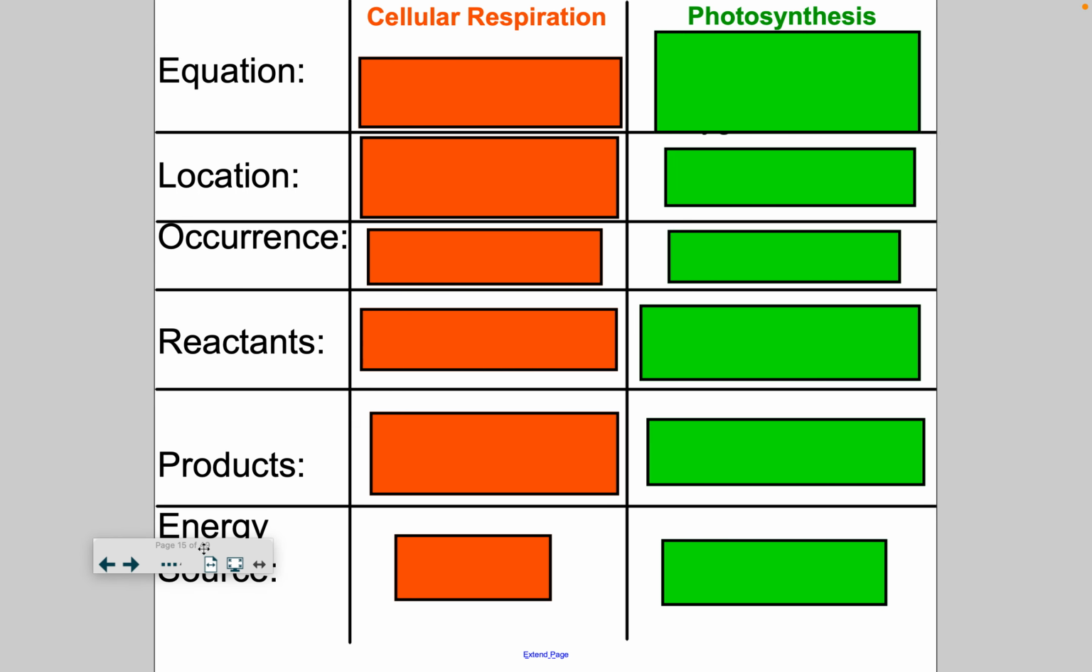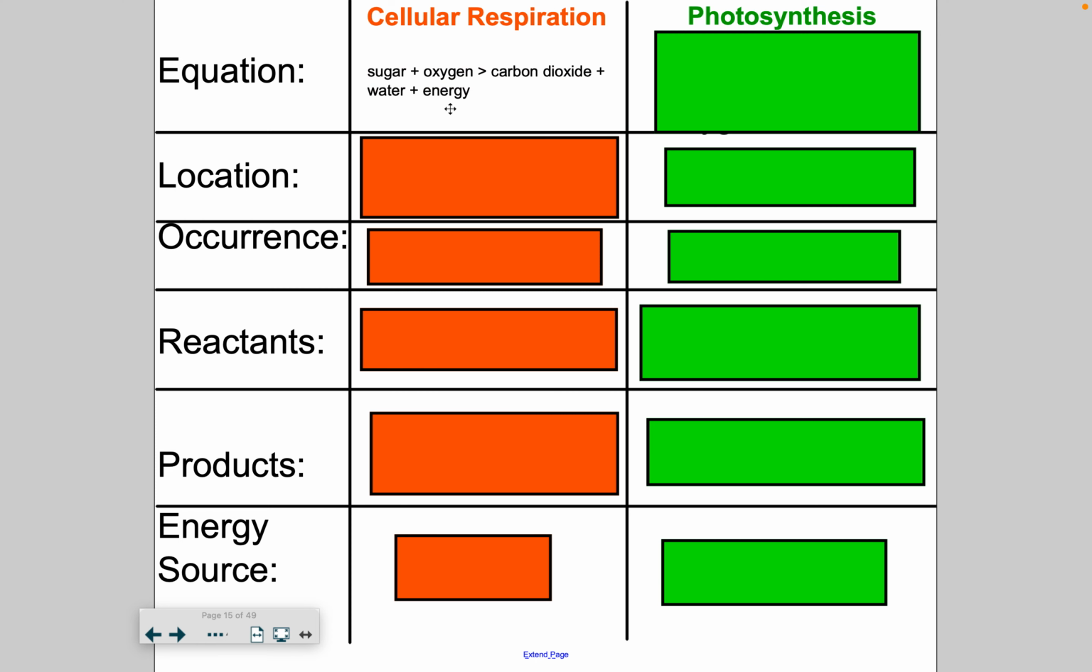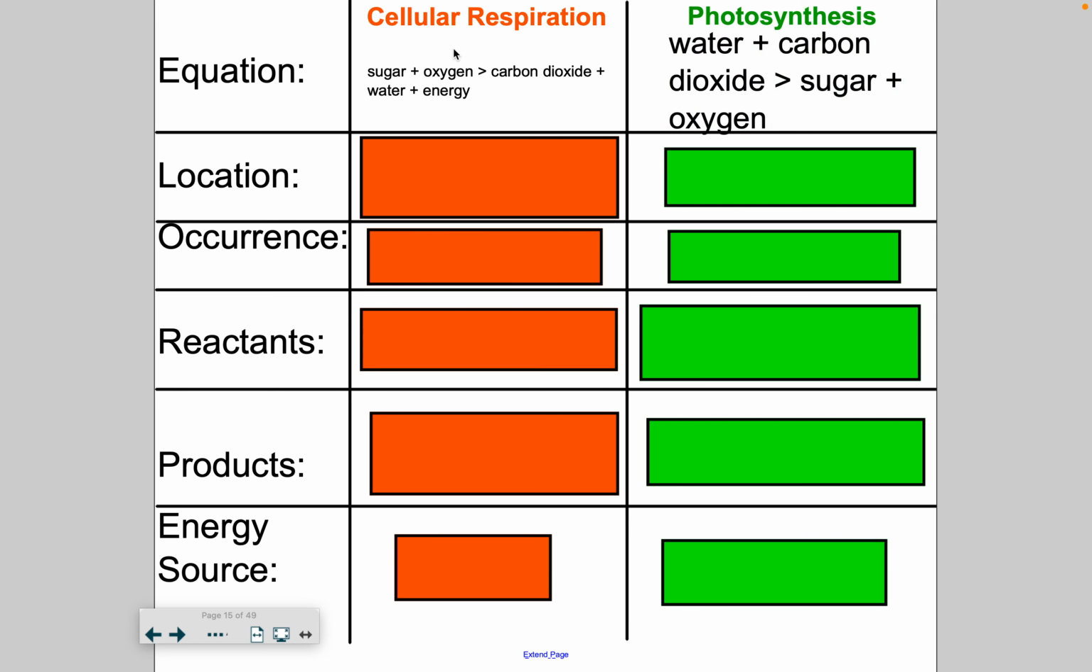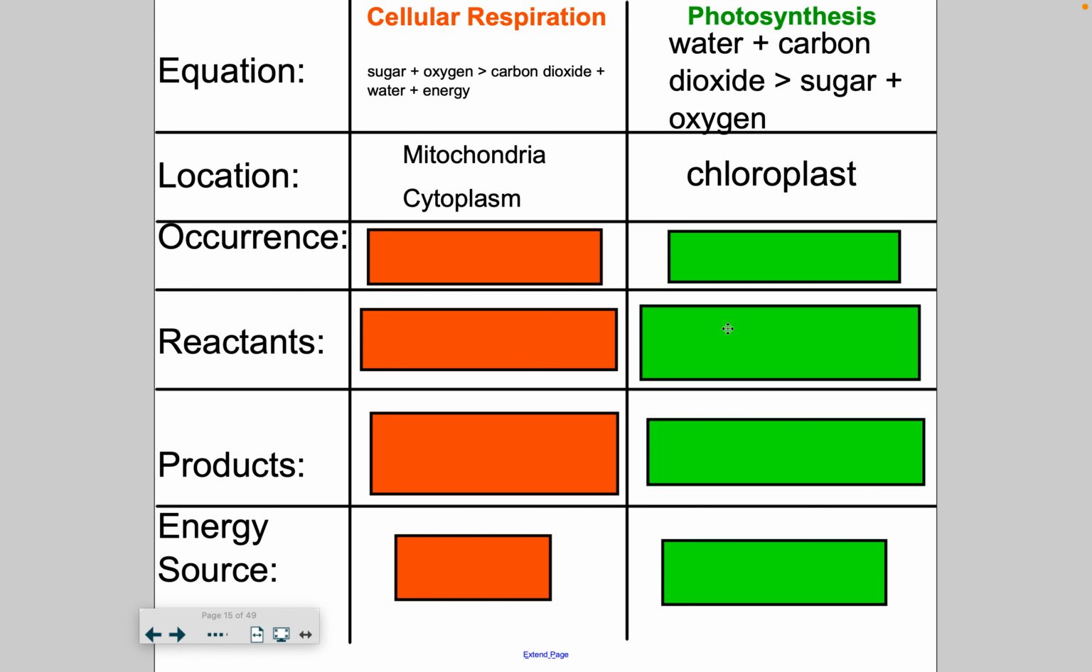So just to recap, I don't know if you have these in your notes. The equation for cellular respiration means we are going to start with sugar and oxygen and create carbon dioxide, water, and energy, which is ATP. Photosynthesis is the opposite. On the other side of the arrow, we're going to start with carbon dioxide and water, and we're going to create sugar and oxygen. Cellular respiration, where does that take place inside of a cell? The mitochondria and the cytoplasm. Where does photosynthesis take place inside of a plant cell? The chloroplast.